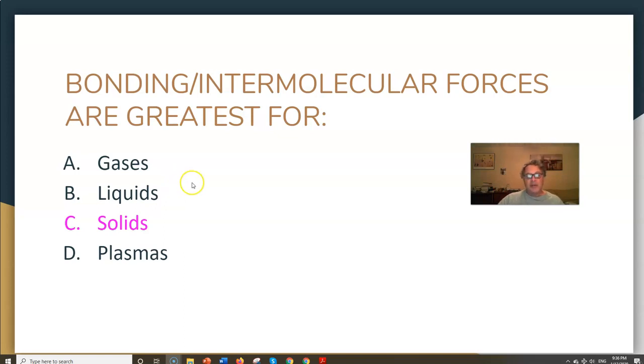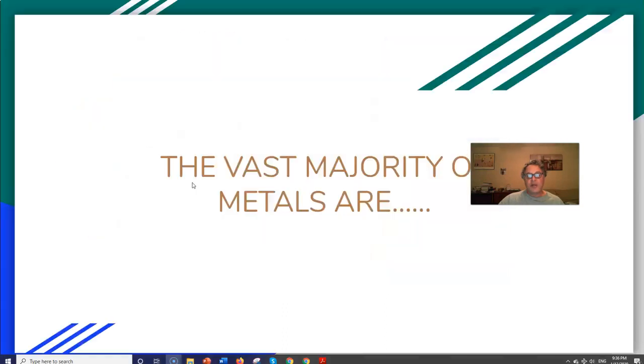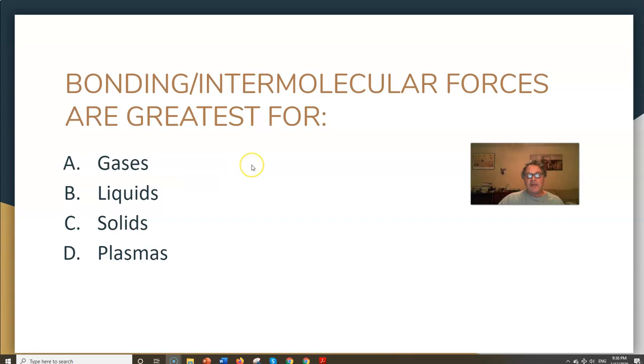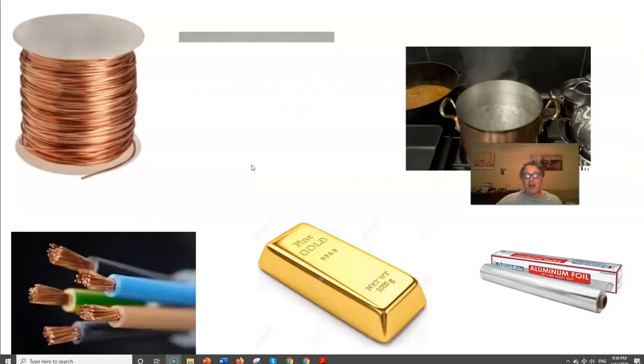So the fact that most metals are solids, and the fact that solids are associated with the greatest forces, must mean that there are significant forces acting within solid metals that make them solid, that stabilize their solid state. Well, what are those forces? Those forces are called metallic bonding. So what are the forces in a metallic solid?